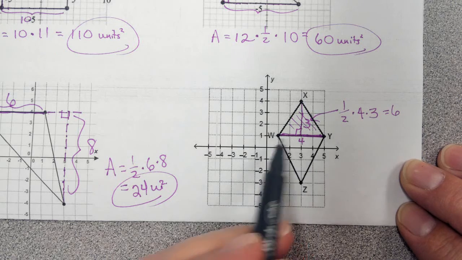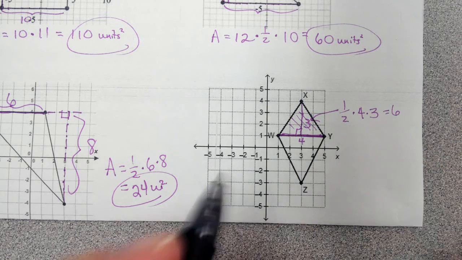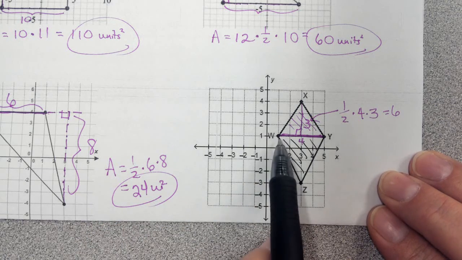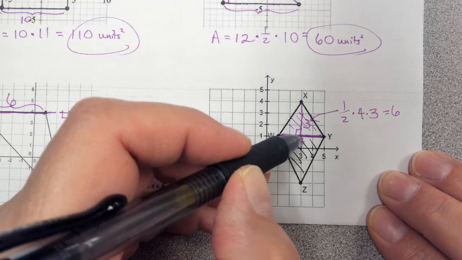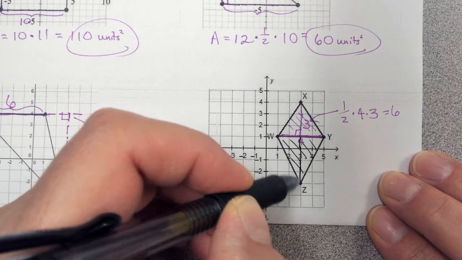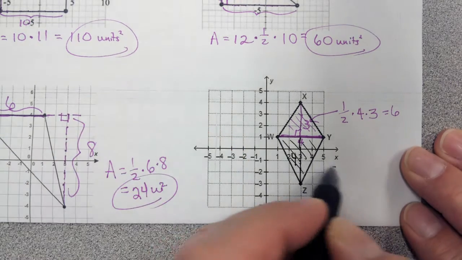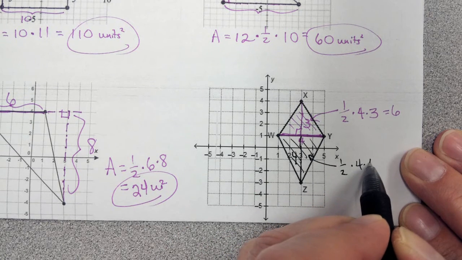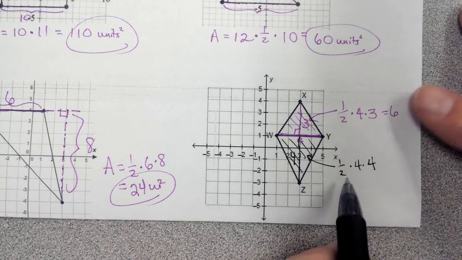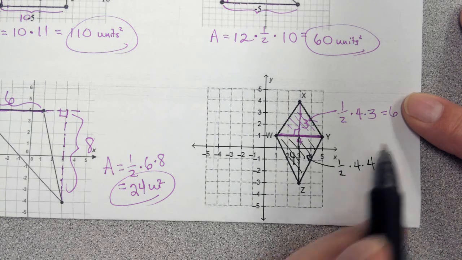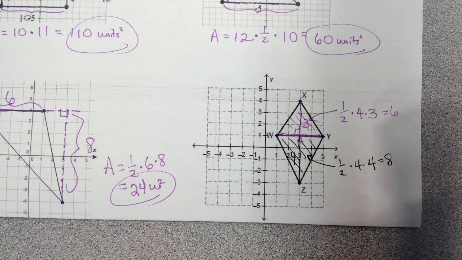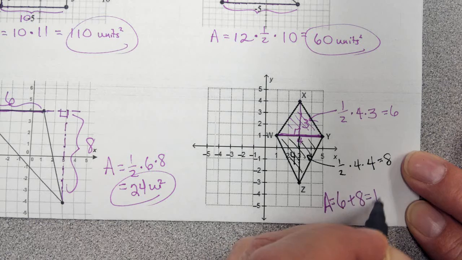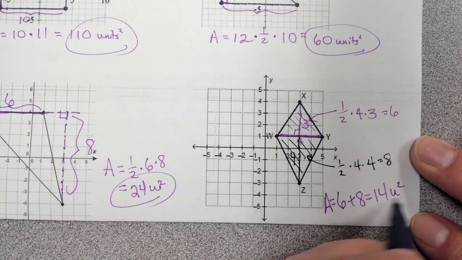The bottom section, I'll do that in a different color. It's an upside down triangle, so I'm going to use 4 as a base again. The height of this one is going to be 1, 2, 3, 4. So that triangle has an area of 1/2 times the base of 4 times the height of 4. Half of 4 is 2. 2 times 4 is 8. Total area then would be 6 plus 8, which is 14 square units.